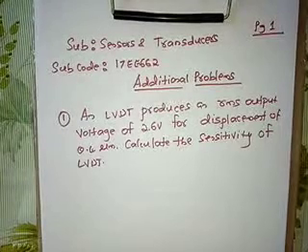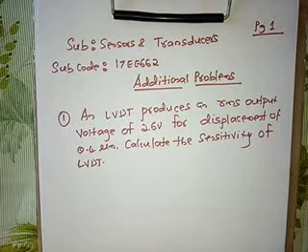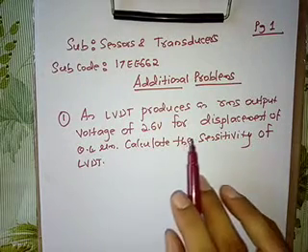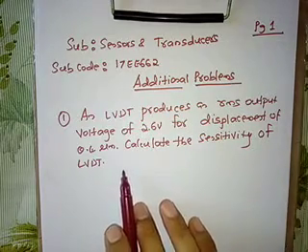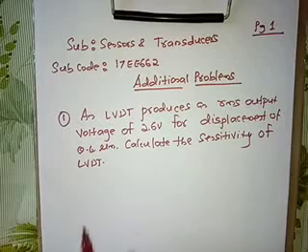Good morning students. In the last class we were solving a few of the examples. Let us continue with solving some more additional problems. The first problem: an LVDT produces an RMS output voltage of 2.6 volts for a displacement of 0.4 micrometer. Calculate the sensitivity of the LVDT.